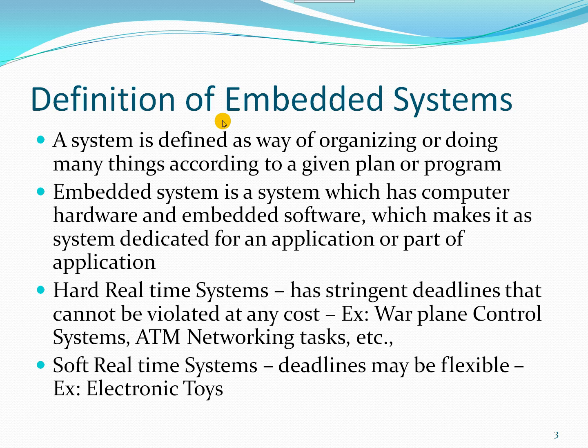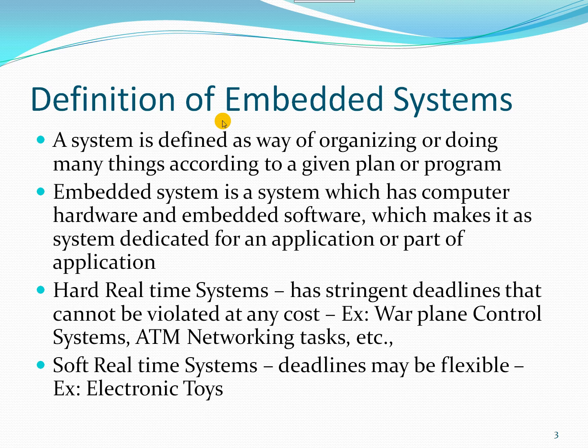The hard real-time systems have stringent deadlines, so they cannot be delayed at any cost. The task should be finished within the given deadline, otherwise a catastrophe will occur. Examples of this type of hard real-time system are war plane control systems and ATM networking tasks, etc. And for the soft real-time system, the deadlines may be flexible, so they may not be stringent at all. If the system cannot meet the deadline, it is not a problem.